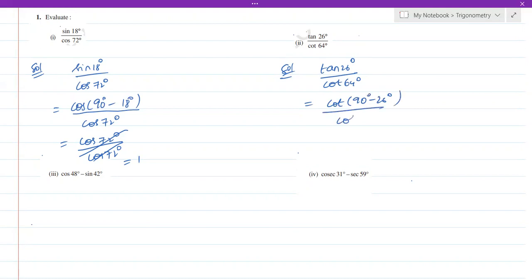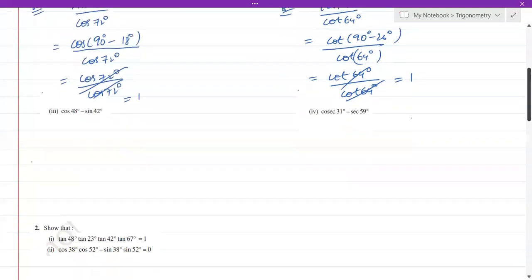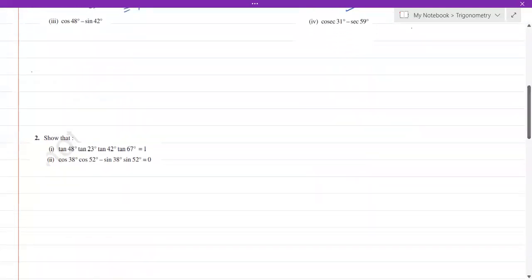So divided by cot 64 degrees. So 90 minus 26 is 64. Cot 64 divided by cot 64. Both get cancelled. We are left with answer 1. So the value is 1. The same thing applies for the next two problems also.